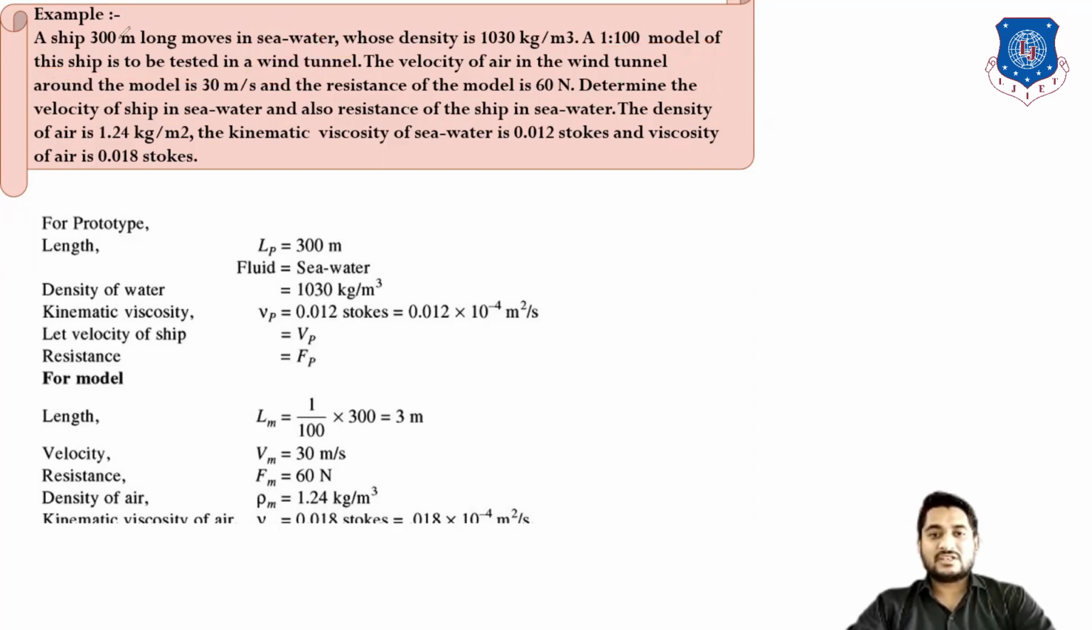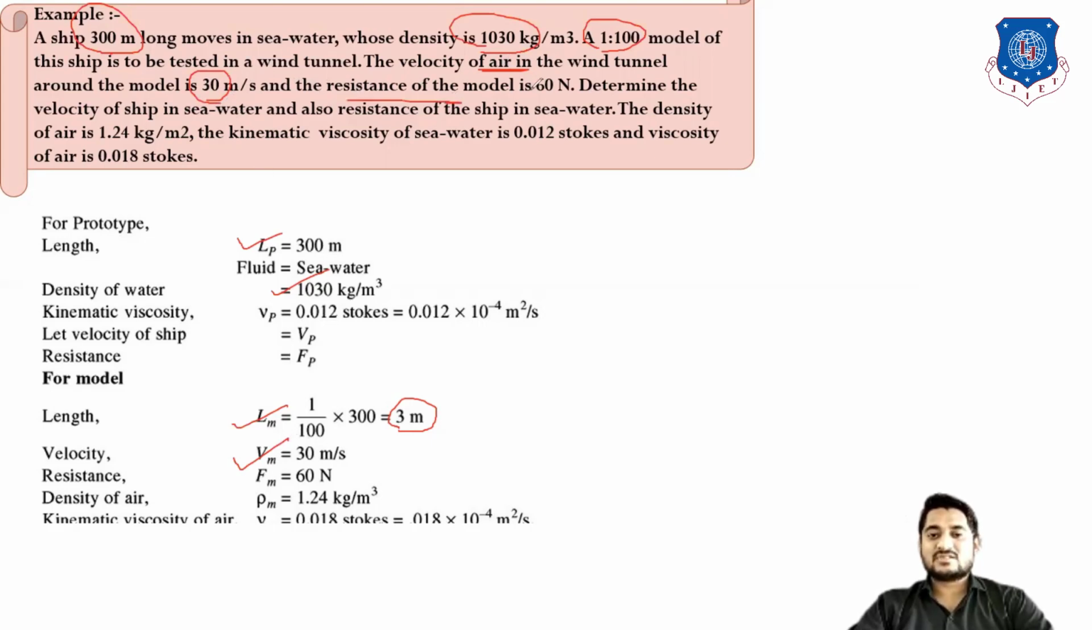Clear? So let us write here: a ship of 300-meter length. So length of prototype is 300 meter, density of prototype is 1030 kg per meter cube. A 1 in 100 model of this ship, that means length of prototype is 300, so length of model will be 1 by 100 into 300, so 3 meter. The velocity of the air, that means model, is 30 meter per second. So Vm is 30 meter per second.